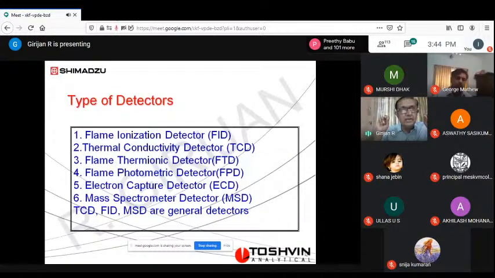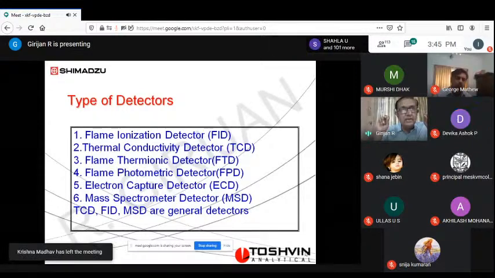So these are some of the detectors that are very, very common in GC. Flame ionization detector, FID, is supposed to be one of the most commonly used detectors. Thermal conductivity detector, TCD. Flame thermionic detector, FTD, also known as nitrogen phosphorus detector, NPD. FTD and NPD are the same in GC. Then flame photometric detector, FPD. Electron capture detector, ECD. And finally, mass spectrometric detector, MSD. That's our topic of discussion. Now we are coming to that.